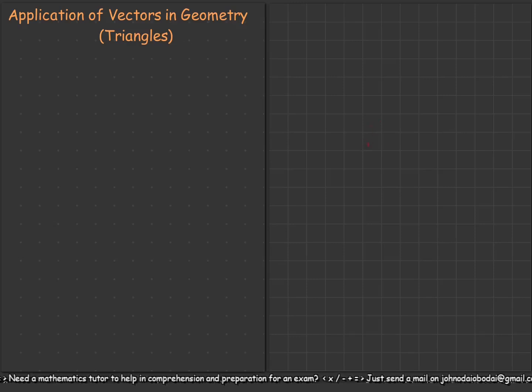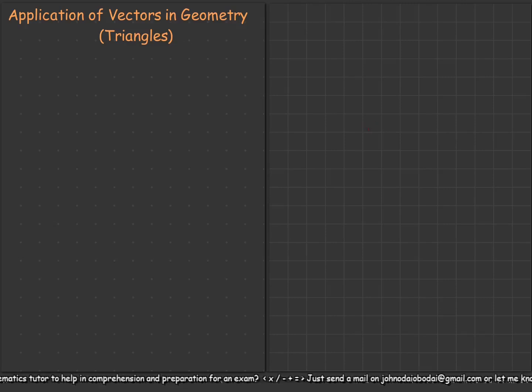In this lesson, we are looking at application of vectors in geometry, and specifically, we are looking at how to apply it in triangles. By the end of this lesson, you should be able to represent the sides of a triangle using vectors, and also apply addition, multiplication, finding midpoint, and even dot product in relation to triangles. Without much ado, let's quickly look into it.